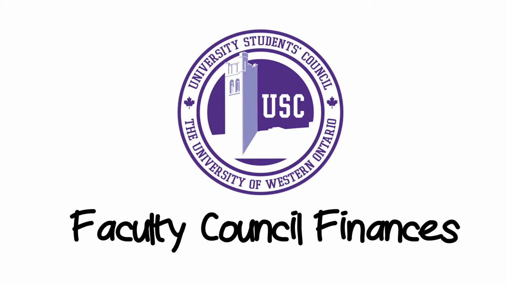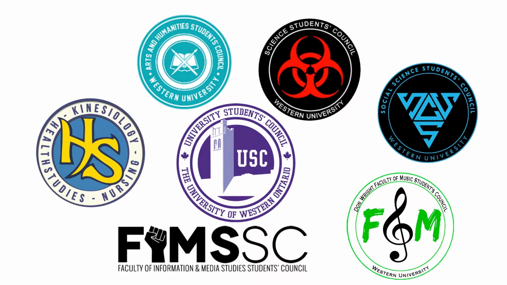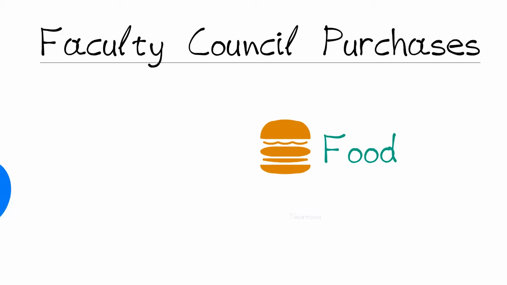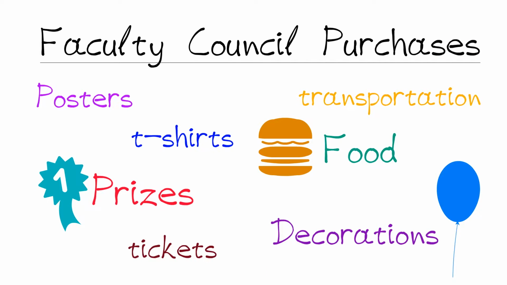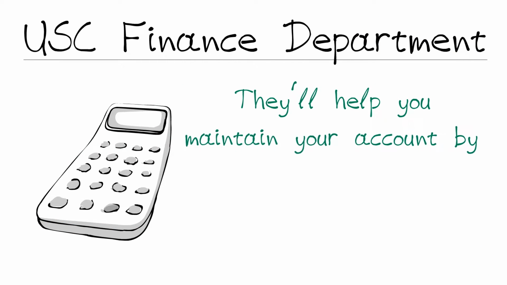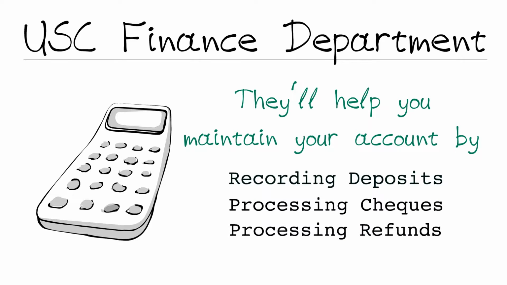Finance module. Each faculty council has a unique account number with the University Student Council. For most of your events, you will need to buy food, decorations, prizes, and so on. With the support of the USC Finance Department, they help you to maintain the financial accounts by recording deposits, processing checks and refunds, and other financial needs.